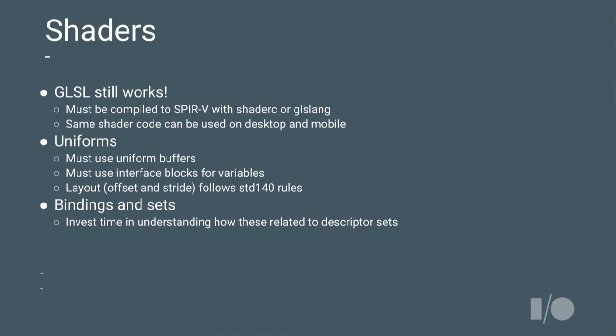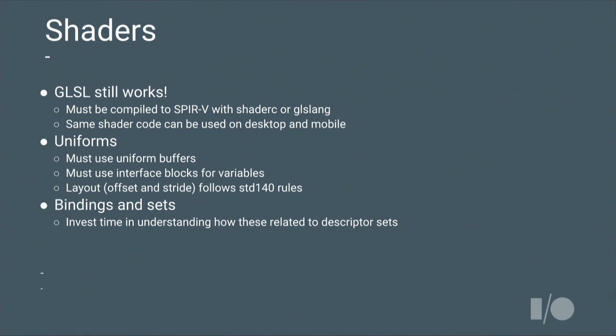All right, shaders. So SPIR-V is the official shading language of Vulkan, and it is a lower level language, so we're still using GLSL for a while. It must be compiled either online or offline to SPIR-V using either shaderc or glslang. The same shader code can be used on both desktop and mobile. There is a big change to uniforms. Obviously, you have to use uniform buffers, but you can't have standalone uniforms anymore. Uniforms have to be within block variables, and they have to be within interface blocks. And the layout of these interface blocks are governed by the STD140 rules.